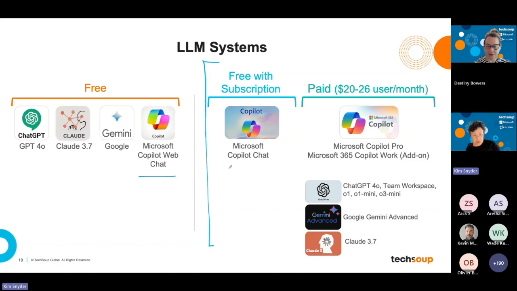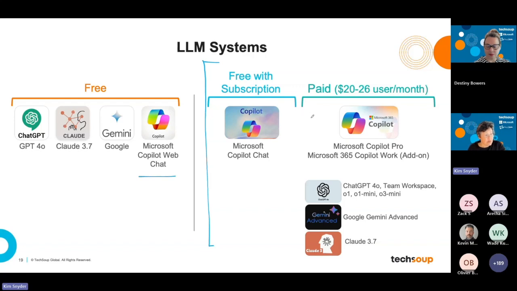So Microsoft Copilot Chat, and that's what we're going to be focused on today. And then in next week's class, we're going to be showing you some stuff that you can do and create with Copilot Chat. So that's Microsoft's, right? If you have a Microsoft 365 for your organization, that's free with your subscription. Even if you have a personal account, that's also free.